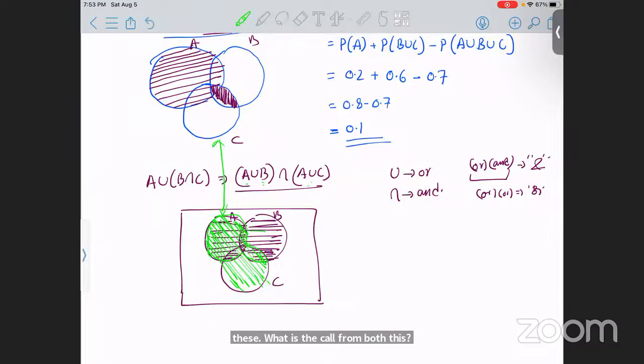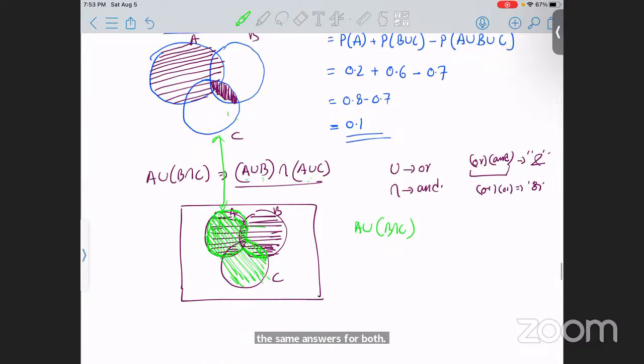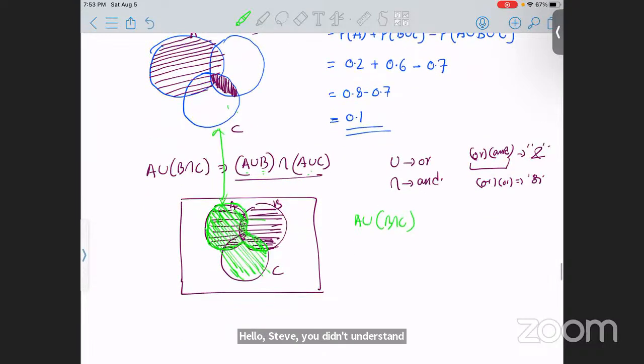Only this part is common. Green and this, what is the color? Green and maroon. Where the green and maroon meet is the same thing. A union B intersection C. We'll get the same answers for both. Hello? Still you didn't understand? Yes, sir.